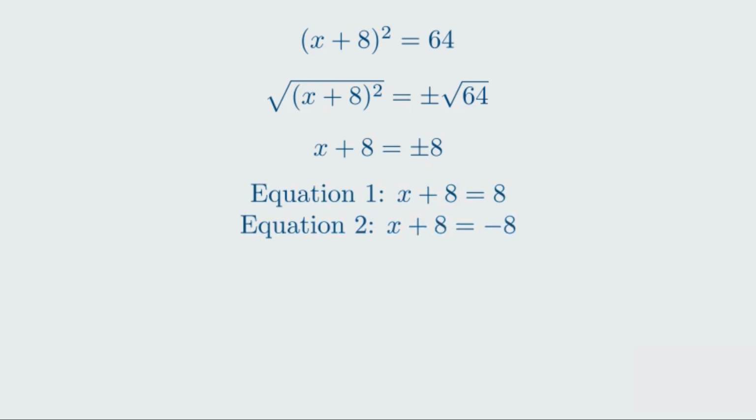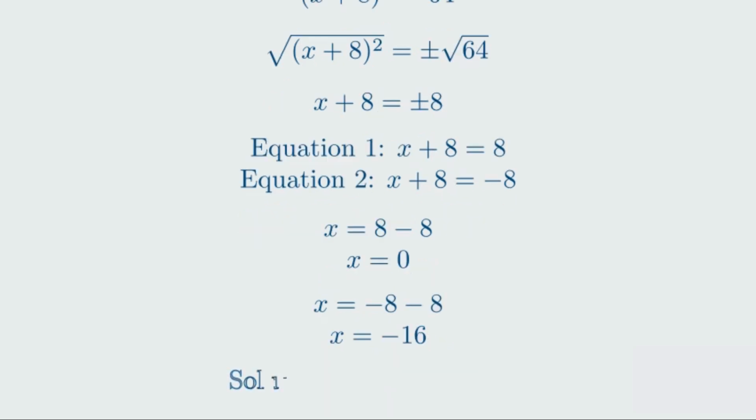Let's solve the first one. We subtract 8 from both sides. x = 8 - 8, which gives us x = 0. So our first answer is x = 0. Now for the second equation. We subtract 8 from both sides again. x = -8 - 8, which results in x = -16. This is our second answer. And there we have it. The two solutions to this equation are x = 0 and x = -16. We've solved the problem using the square root method.